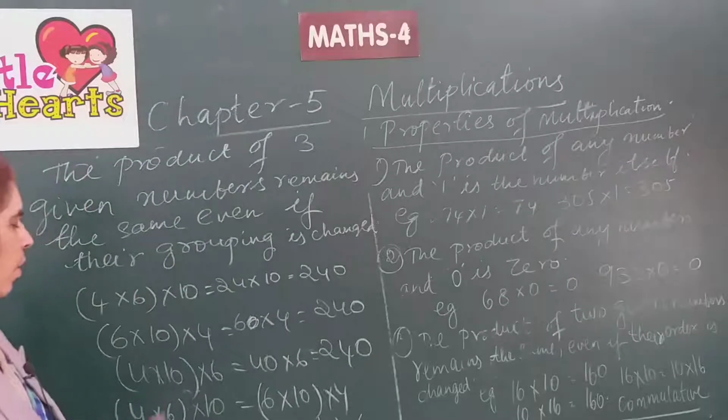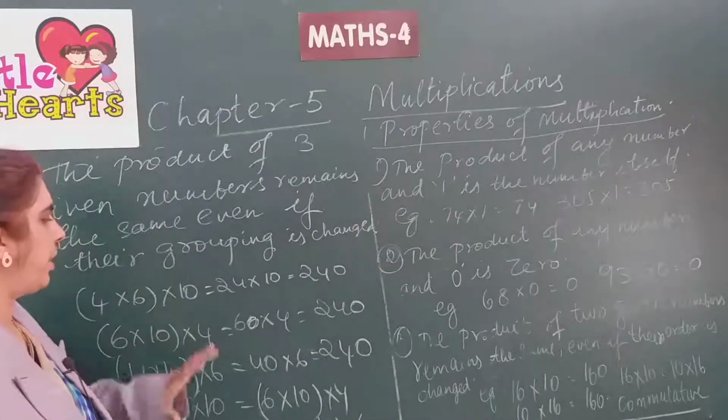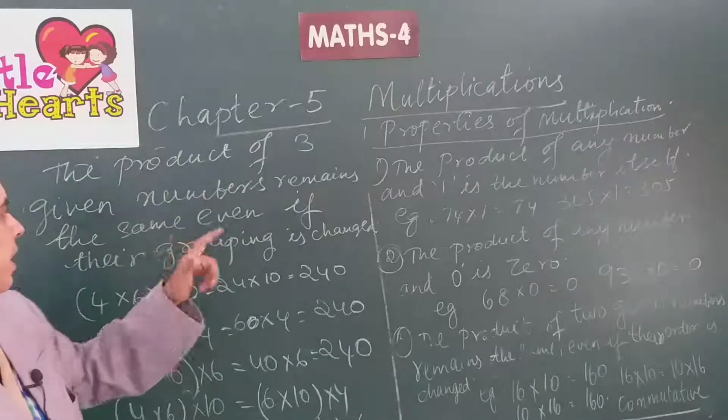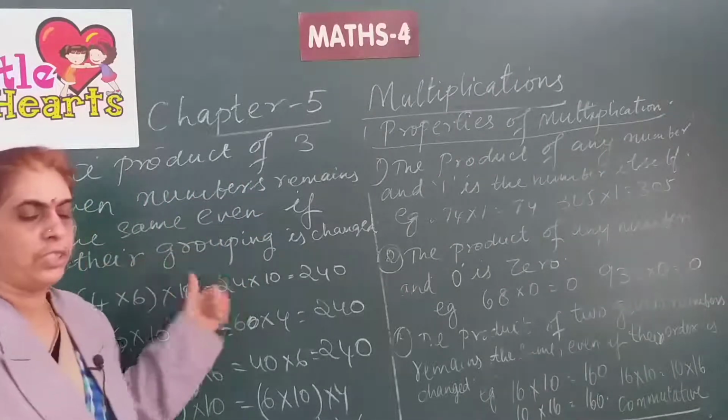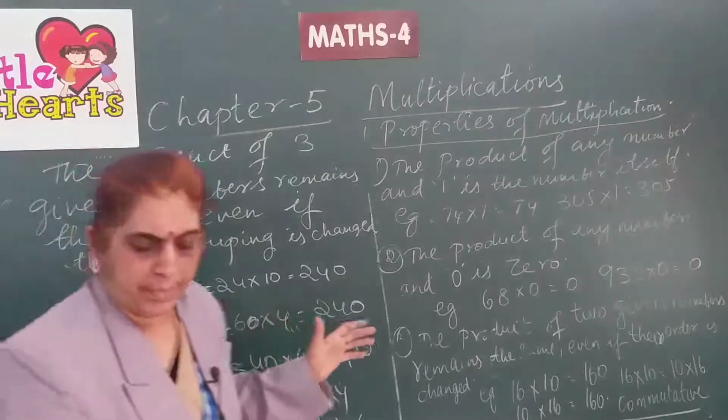So, all the products remain the same even if their grouping is changed and multiplied. The product of three given numbers remains the same even if their grouping is changed. So, this is about the properties of multiplication.